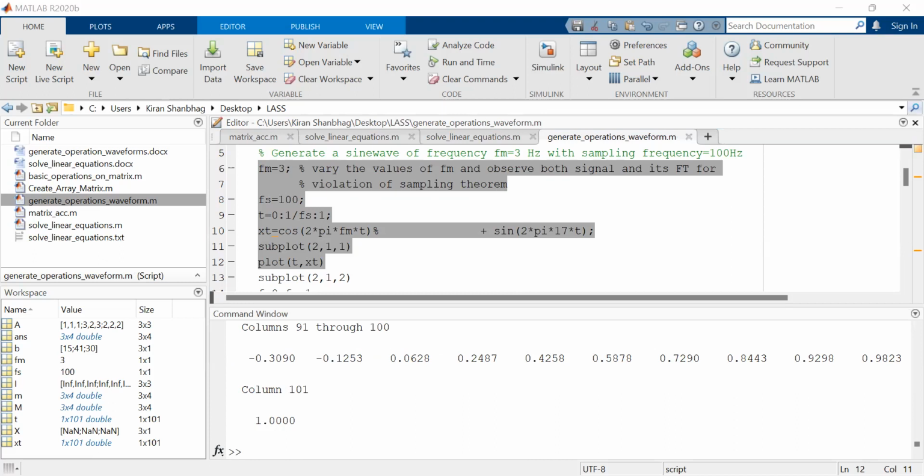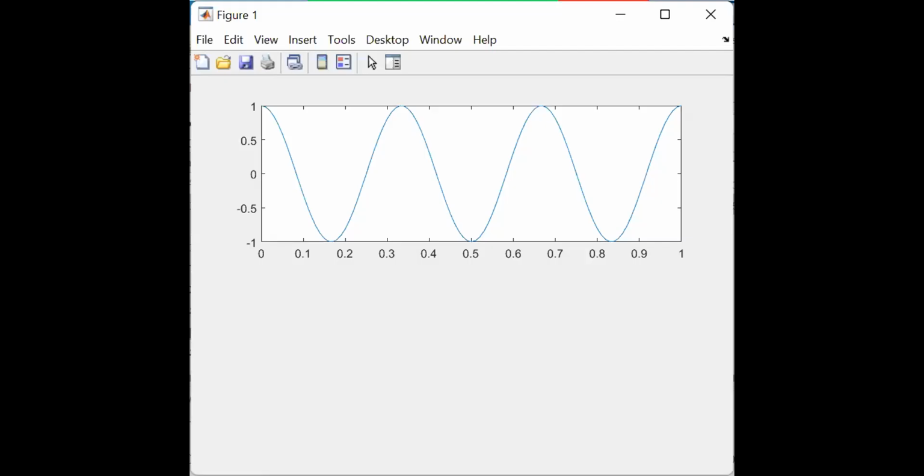Wait a second. I don't think you can see the screen. Okay, now I shared it. Now I hope you can see it. There in the figure, you can see 1, 2, and 3 cycles. There are 3 cycles.